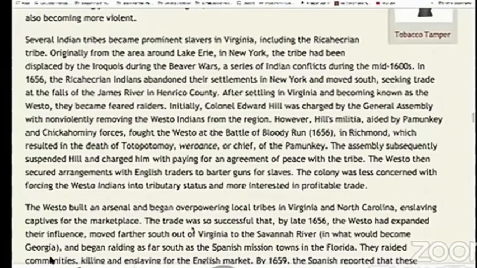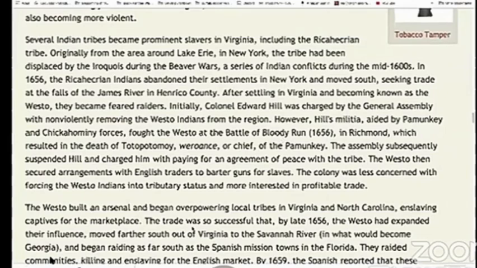Several Indian tribes became prominent slavers in Virginia, including the Rechahecrian tribe, originally from the area around Lake Erie in New York. The tribe had been displaced by the Iroquois during the Beaver Wars, a series of Indian conflicts during the mid-1600s. In 1656, they abandoned their settlements in New York and moved south, seeking trade at the falls of the James River in Henrico County. After settling in Virginia and becoming known as the Westo, they became feared raiders.